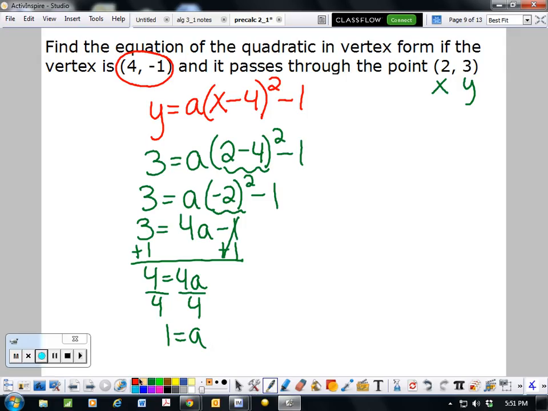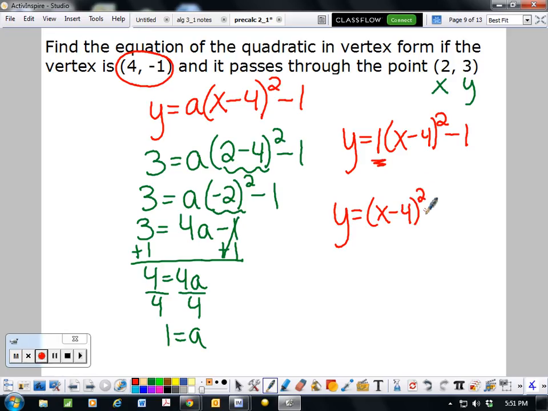So now I can go back to that original equation. Y equals 1 times x minus 4 squared minus 1. You do not have to write this 1. You could write it as y equals x minus 4 squared minus 1. Either one is technically correct, so it doesn't matter.